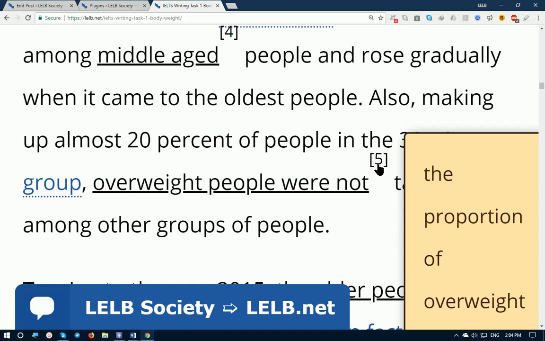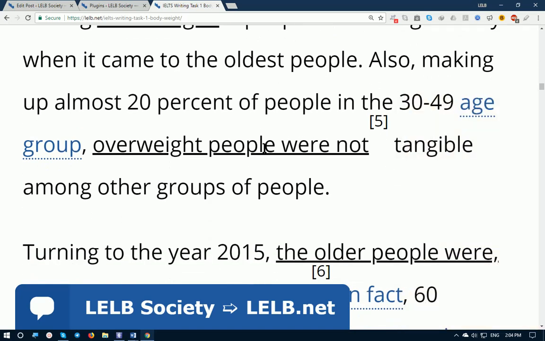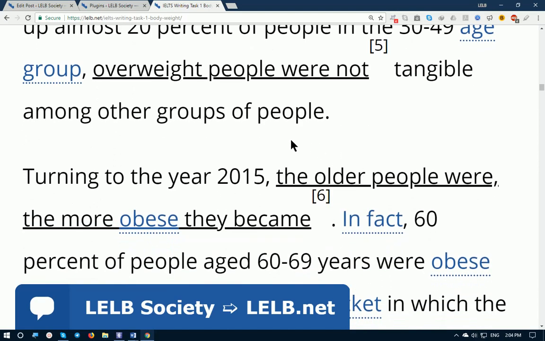It's better to put it this way: the proportion of overweight people, not overweight people by themselves, just because of tangible, among other groups of people.